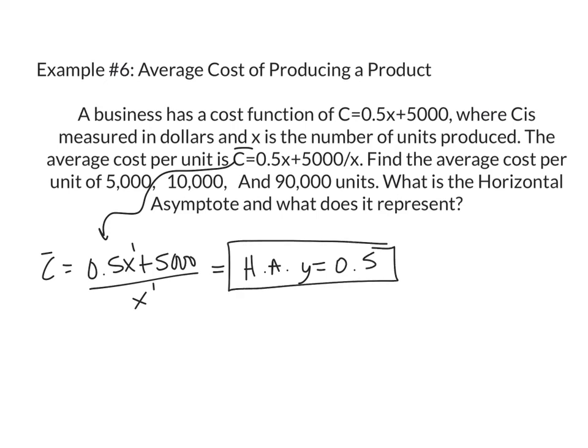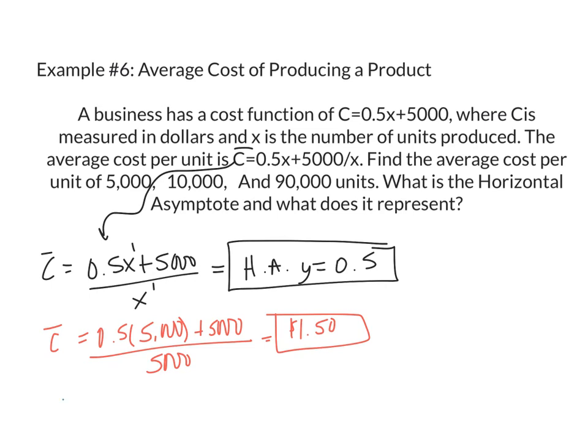All right, now let's go and answer the question. The question asks, find the average cost for 5,000 units, 10,000 units, and 90,000 units. That's nothing but substitution. So, for example, C bar equal to 0.5 times 5,000 plus 5,000 over 5,000, and that gives me $1.50.